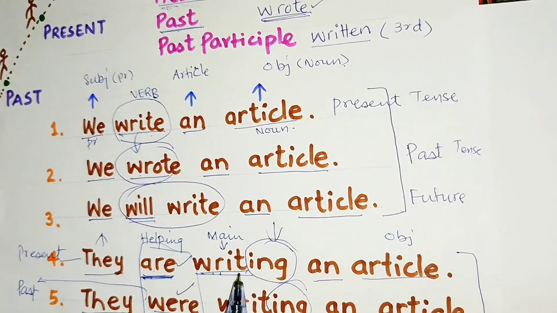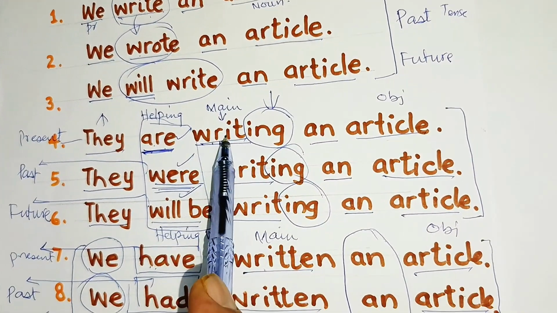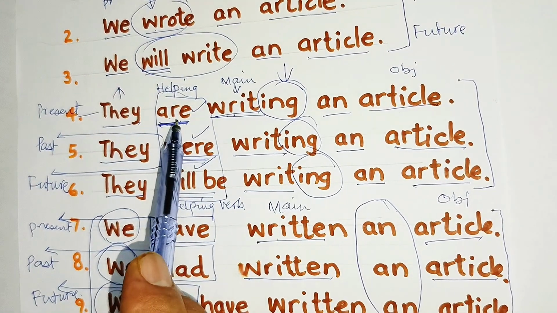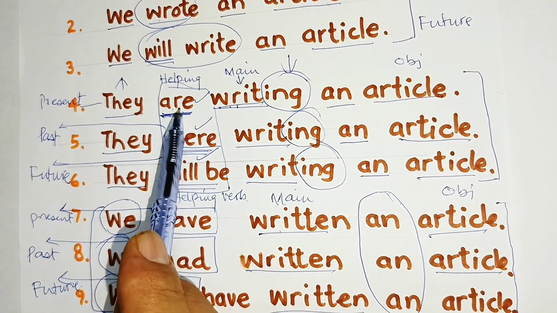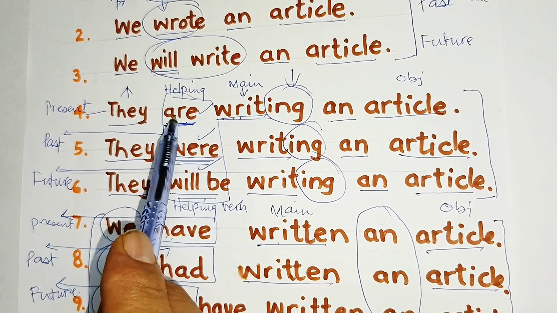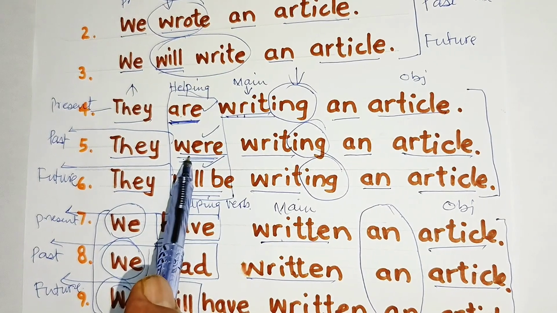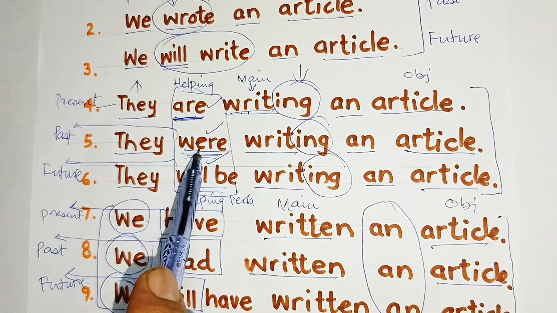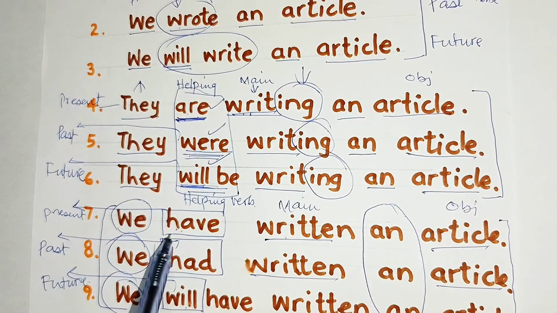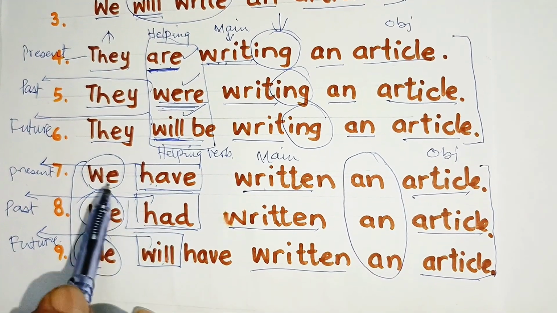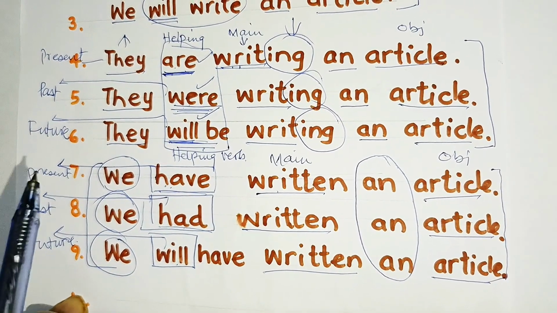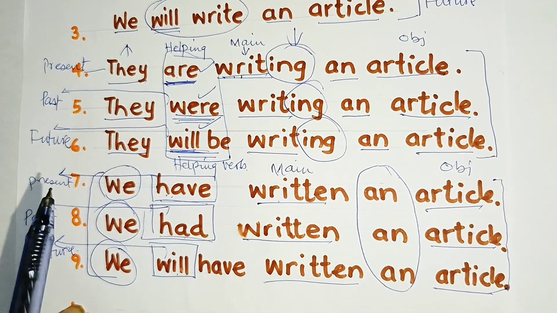Similarly, if there is a main verb alongside a helping verb, we are not to focus on the main verb in order to identify the tense of that particular sentence, we have to focus on the helping verbs. As you can understand, are is present form, were is past form. So this is present tense and this is past tense, and then will is telling us something about future. So similarly, have and had, present and past. So we can easily identify which tense these particular sentences belong to. Hopefully you understand the concept. Thank you.